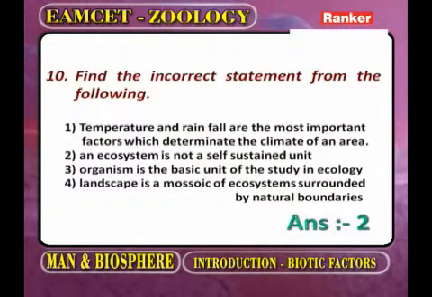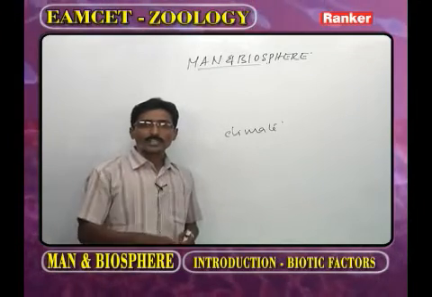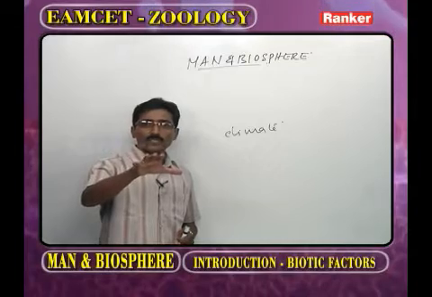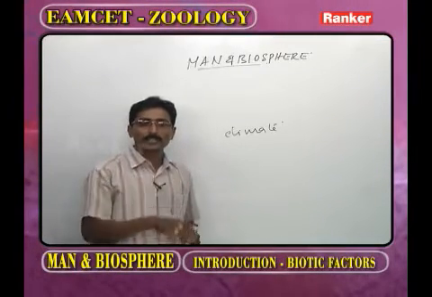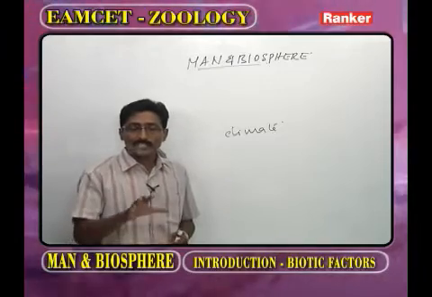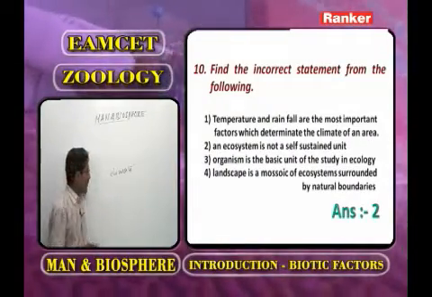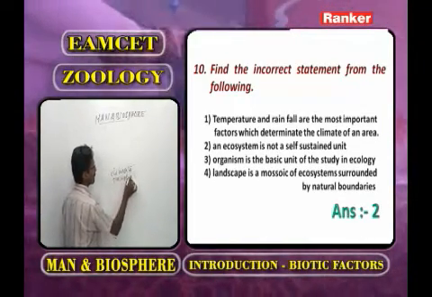an ecosystem is not a self-sustained unit. Now it is wrong. As we observe the ecosystem, whatever it may be, whether it is terrestrial or freshwater or marine water or brackish water ecosystem, every ecosystem is self-sustained or self-supporting. But here, what is the second statement? It is not self-sustained. It is wrong. The term ecosystem is proposed by Tansley.